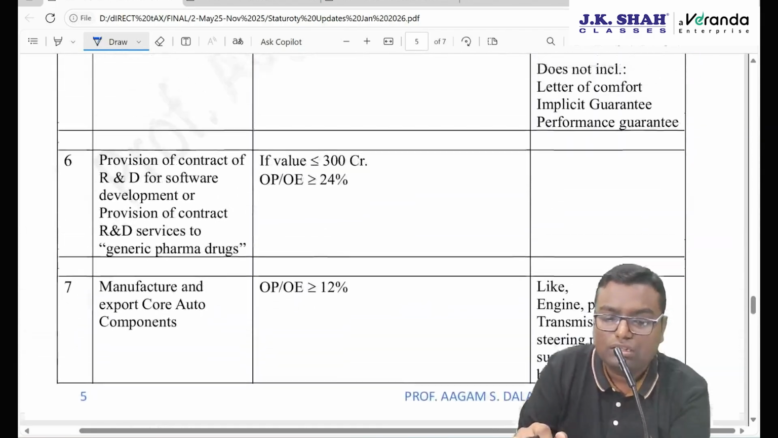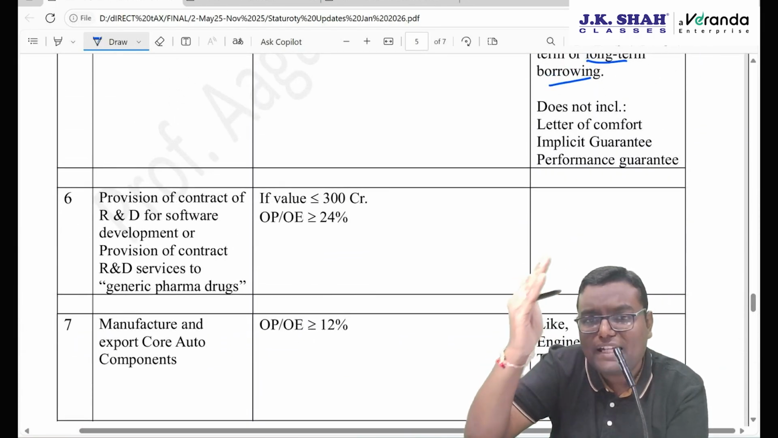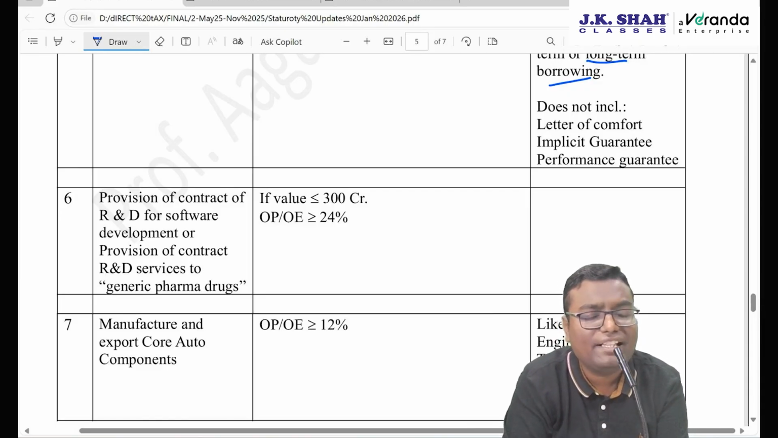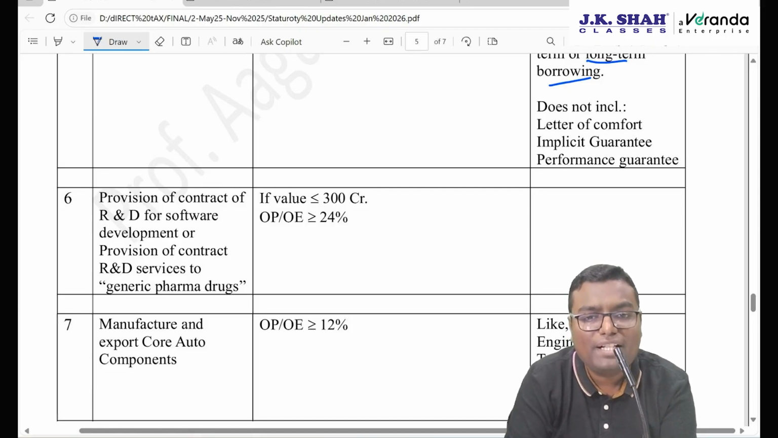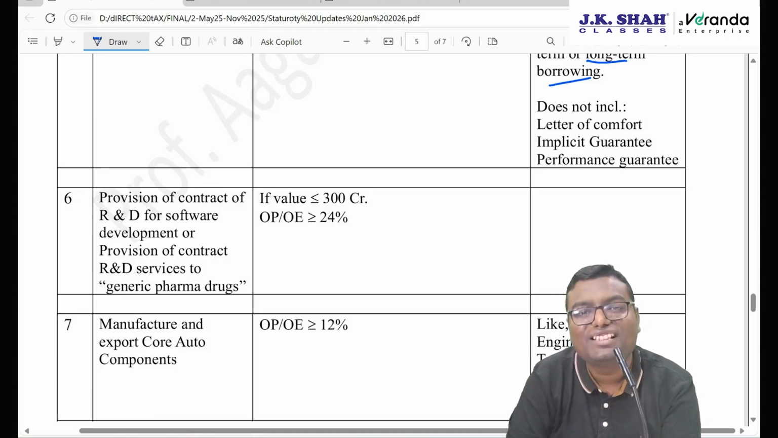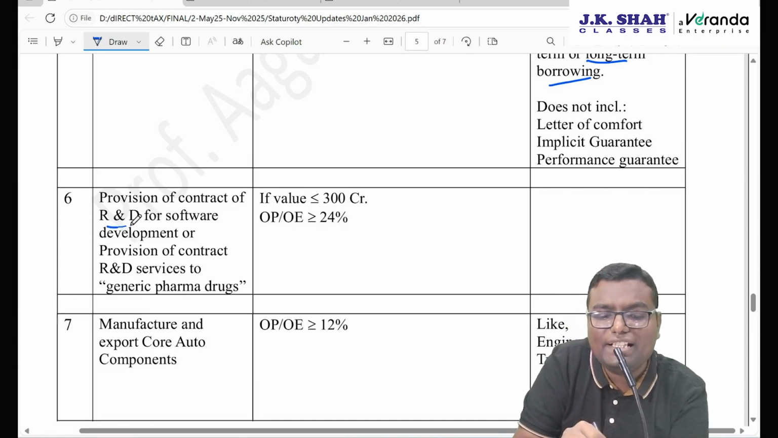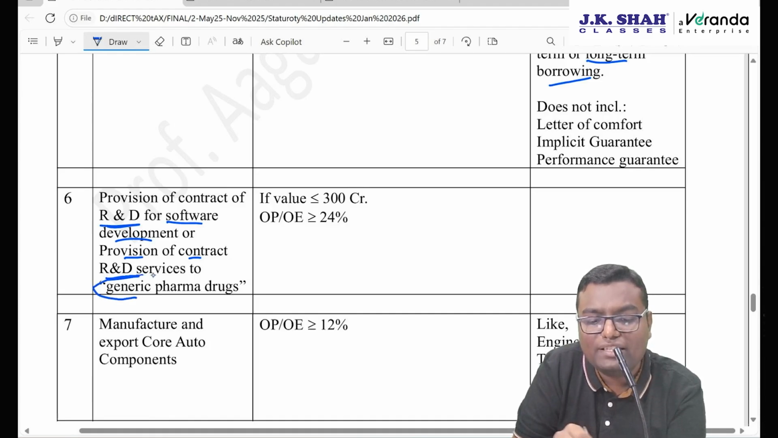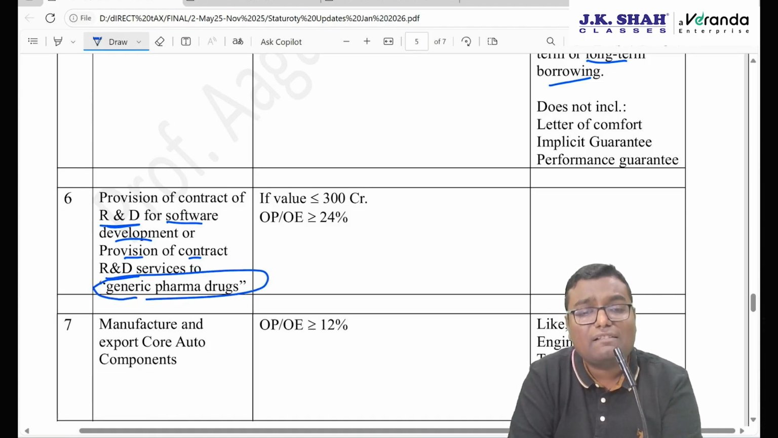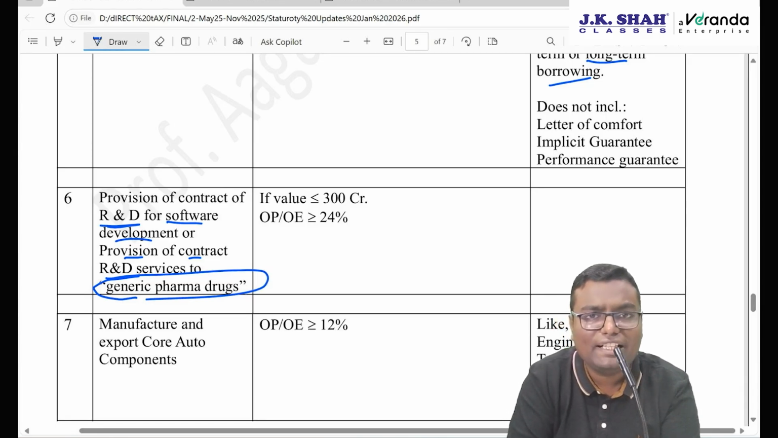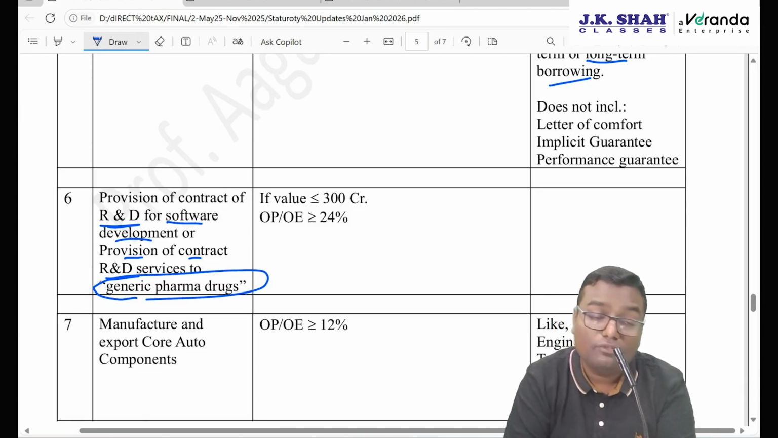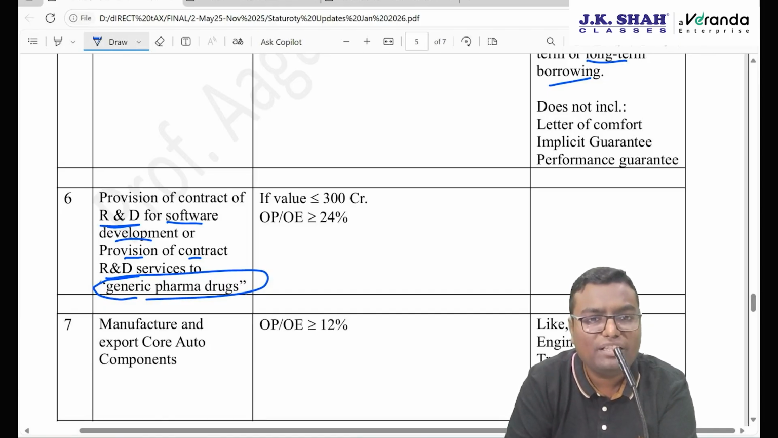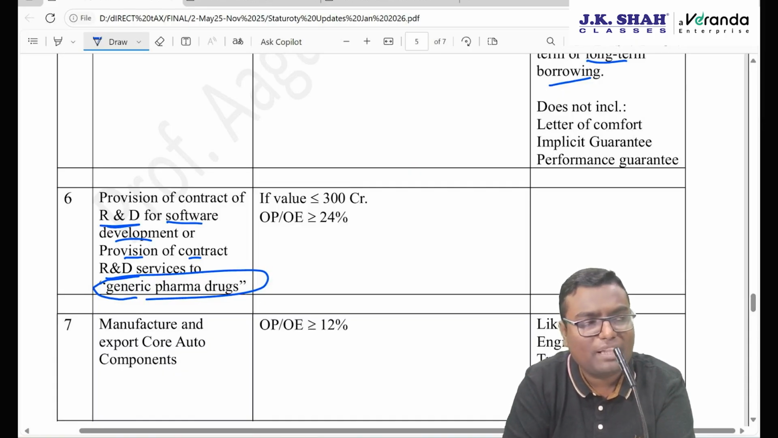Then, if you see in the first, second, and third point with regards to software development service, IT enabled service, and knowledge processing outsourcing service, they have excluded research and development activities because it is separately covered over here. You are an Indian organization doing research and development for software development or provision for contract of research and development to generic pharma drugs. So so far as the software industry is concerned, you are doing research and development for your international group, or so far as pharma drug manufacturing companies are concerned, you are doing research and development. And you are providing that research and development service to your associated enterprises.